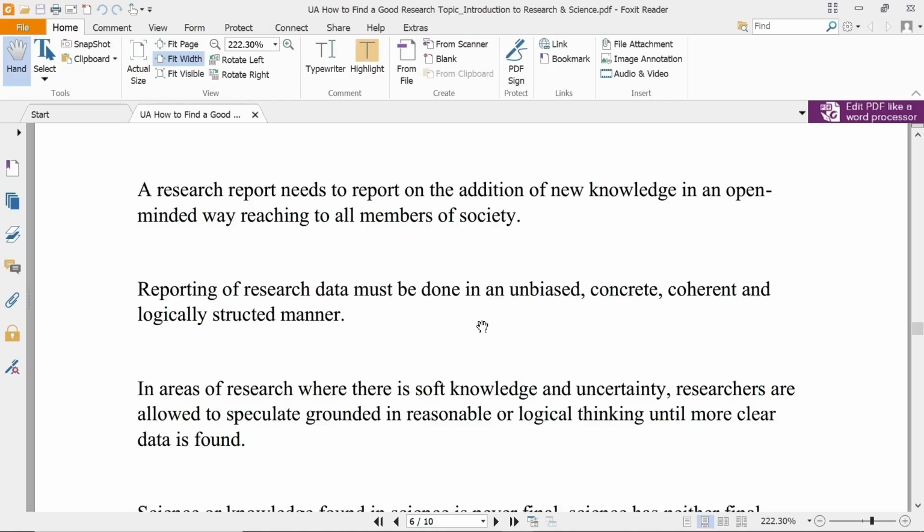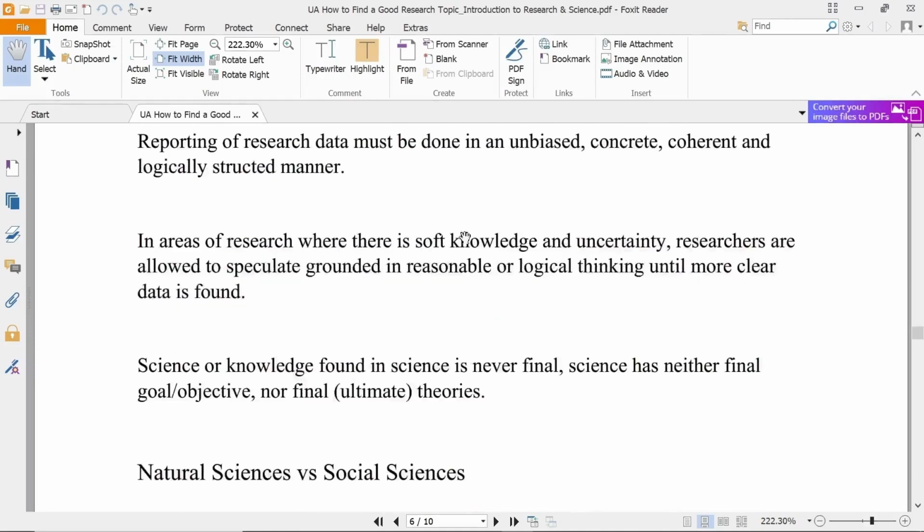Reporting of research must be done in an unbiased, concrete, coherent, and logical manner. So there has to be no bias. It has to flow with data. Yeah, so it has to be a logical flow. There has to be flow, meaning it's coherent. So I'll talk about these two in detail.